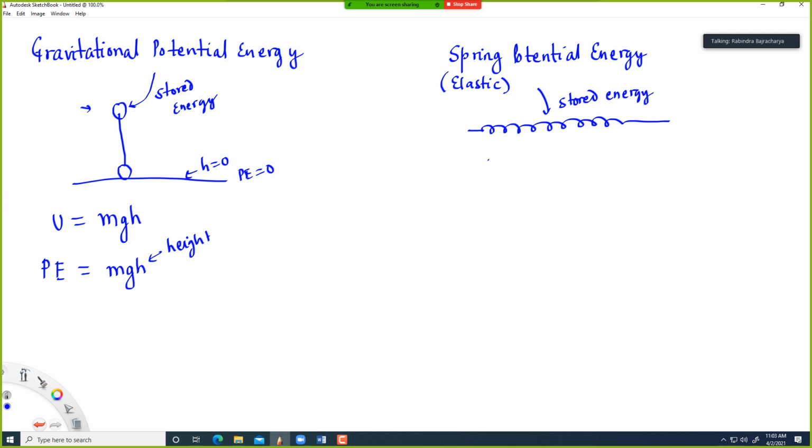In this case, potential energy is given by 1/2 times the spring constant times the change in distance squared, the extension squared. You may also see delta x here. Actually, if you want, you can write delta x. So potential energy in this case is 1/2 spring constant times the change in distance due to the stretching, squared. So that's the change in length.